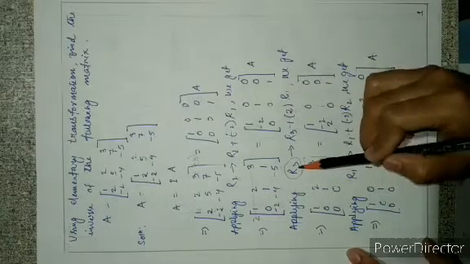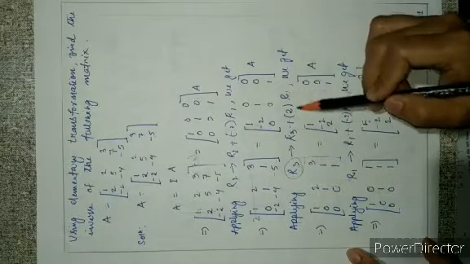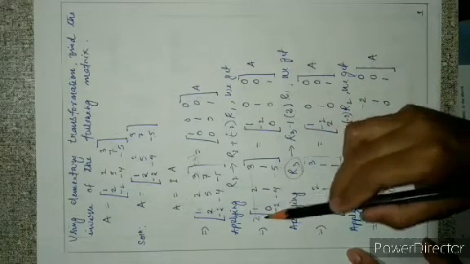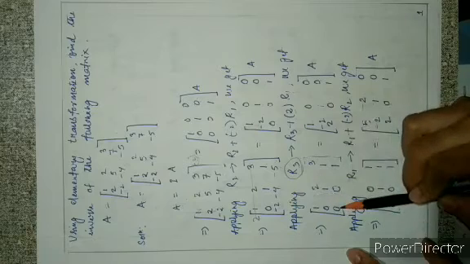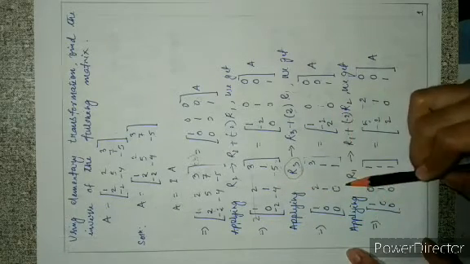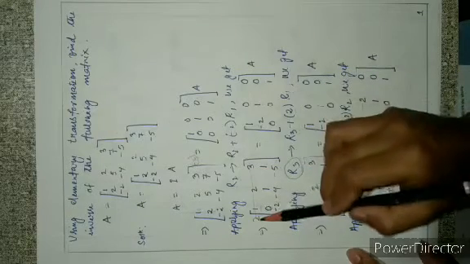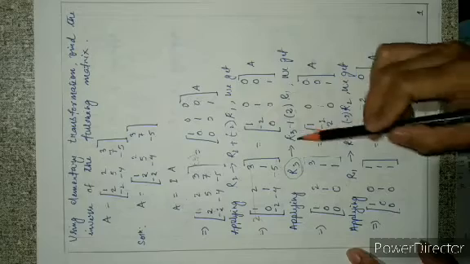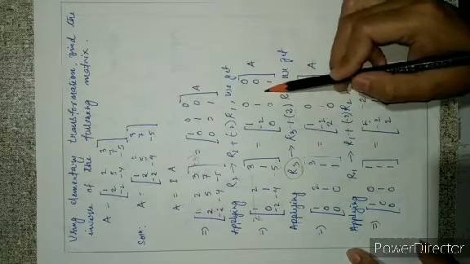Then for third row, first multiply elements of first row by plus 2 and adding to the corresponding elements of third row. 1 into 2 plus minus 2 is equal to 0. 2 into 2 is 4 and 4 plus minus 4 is equal to 0. 3 into 2 is 6 and 6 plus minus 5 is equal to 1. Then apply this operator on right hand side also.